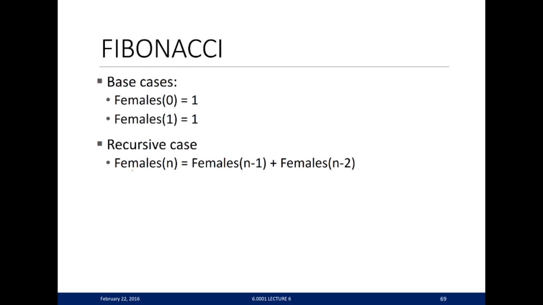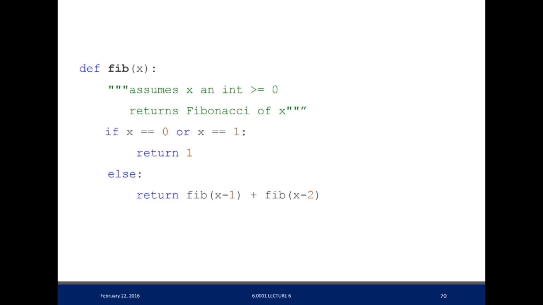And how do I capture that in code? Well, here I've got 2 base cases. I've got how many females at time 0, how many females at time 1. And my recursive case, notice, involves 2 invocations of that function, one for n-1 and one for n-2. And if I want to turn that into code, there it is. I've got 2 base cases. I'm doing it in one test, but I'm saying if x is either equal to 0 or x is equal to 1, return 1. Otherwise, return fib of x-1 plus fib of x-2.